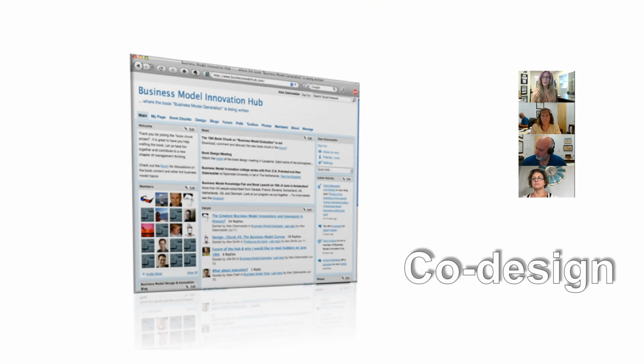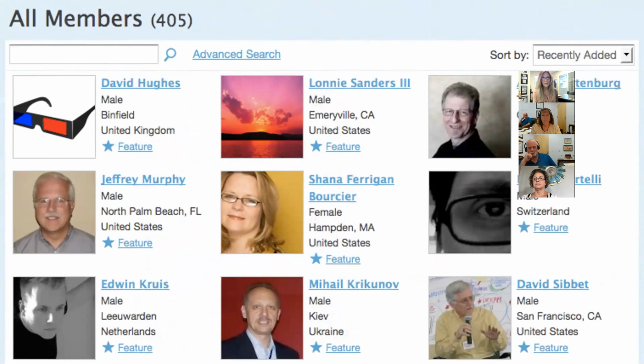What is it that they were looking for? In this case, when they created the Business Model Innovation Hub, they were able to have 405 members. All these business people from all over the world started giving them a bunch of ideas. Yes, there are many management books out there, but what if you do this?